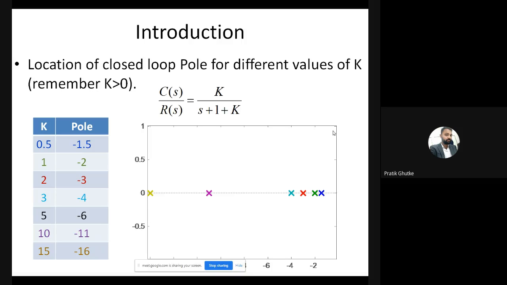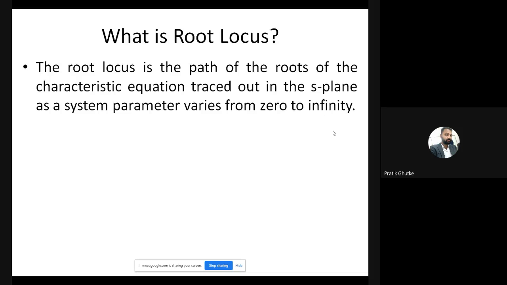These are my pole zero mappings. If my pole is minus 1.5, it will be on the left hand side. Then minus 2. A pole at minus 2 means S plus 2, so S equals minus 2. So the pole will be at minus 2. In a similar way, minus 3, minus 4, minus 6, minus 11, and minus 16. These are plotted on the S plane, as shown in the figure.